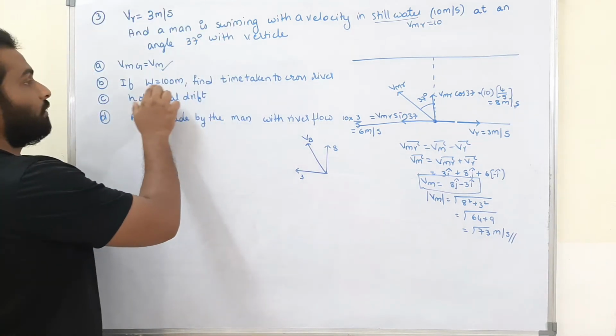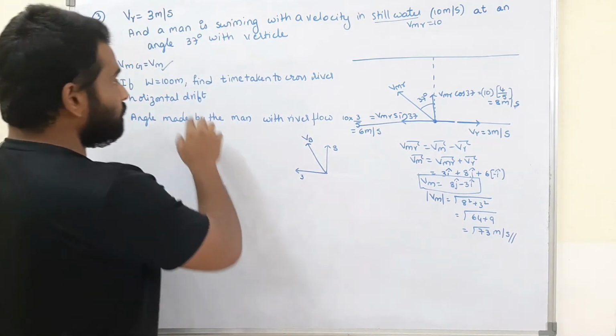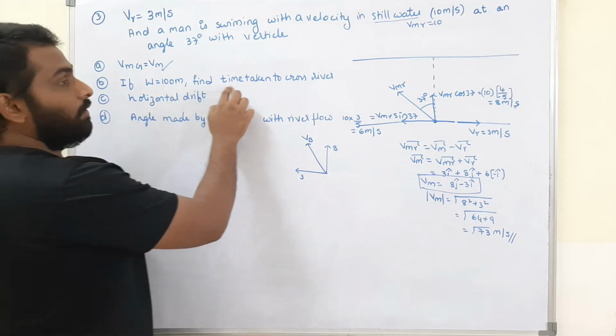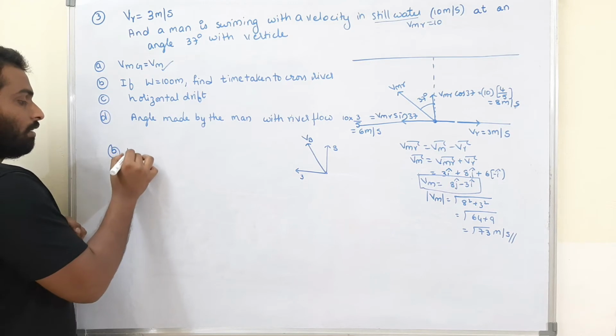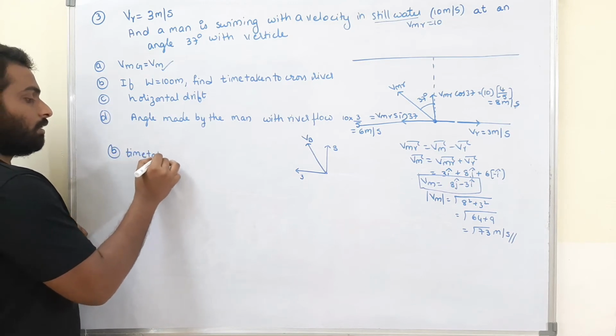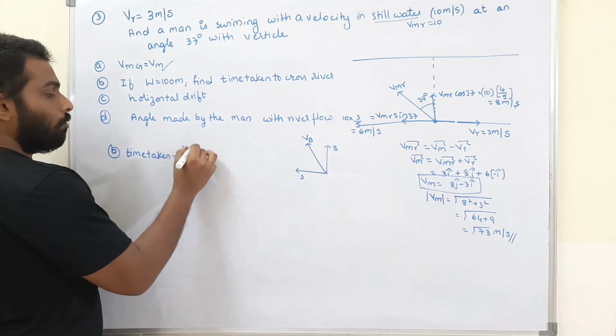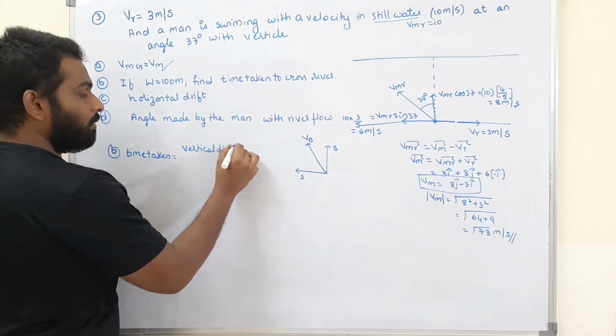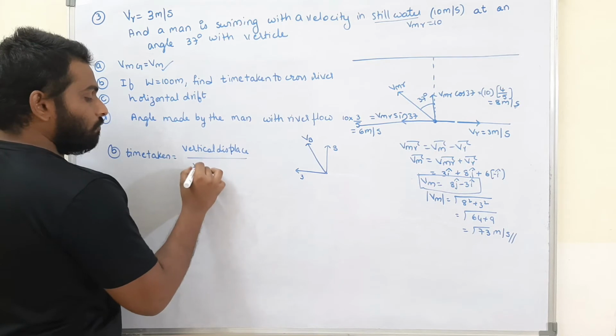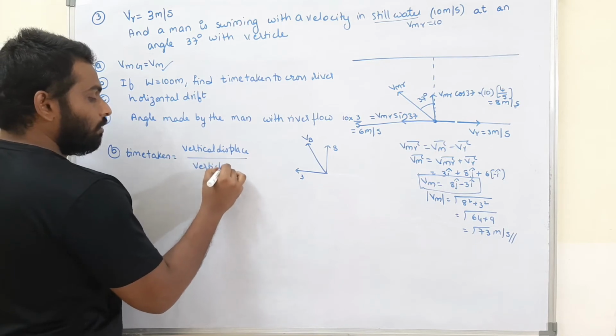Now, if the width is 100 meters, find the time taken. What is the time taken? The time taken is nothing but vertical displacement by vertical velocity.